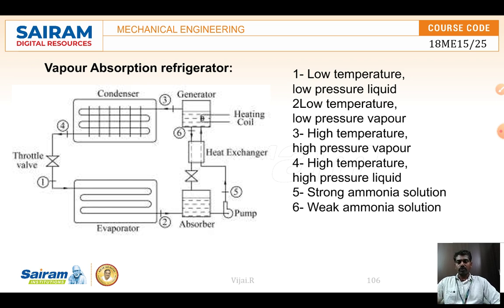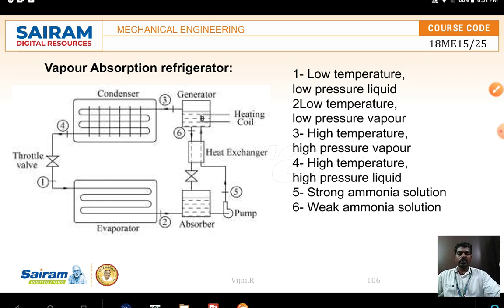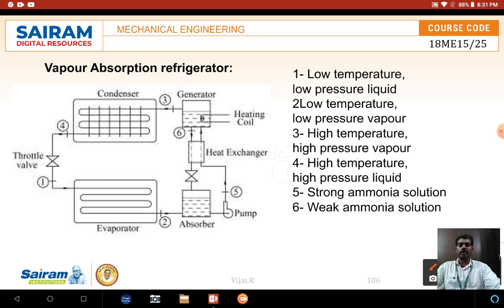All four were very important in the vapor compression system, and in the vapor absorption system the entire compressor area is replaced. The same throttle valve will be there, the evaporator will be there, the condenser will be there, but instead of the compressor we are going to have some other components: the absorber, a heat exchanger, and a pump, along with a generator. We are going to see these in this vapor absorption system.